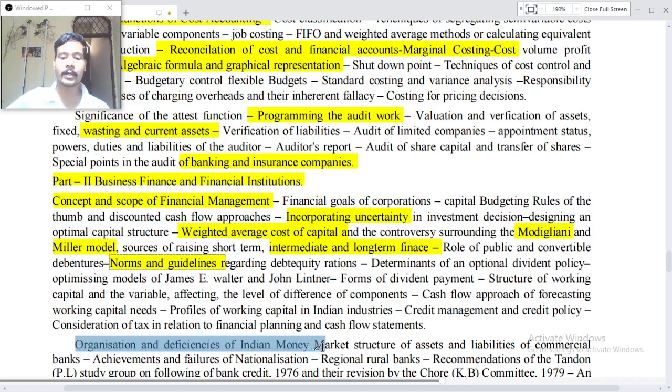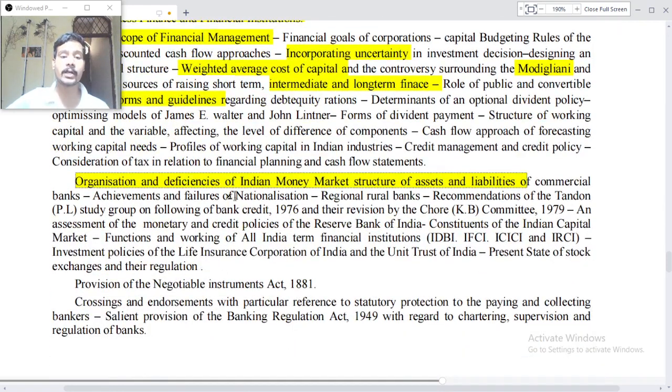Organization and deficiencies of the Indian money market, structure of assets and liabilities of commercial banks, achievements and failures of nationalization, regional rural banks, recommendations of the Tandon and Chore study groups on bank credit, 1976 and the revision of the Chakravarty Committee in 1979 and assessment of the monetary and credit policies of the Reserve Bank of India, constituents of the Indian capital market, functions and working of all India term financial institutions, IDBI and IFCI, ICICI and IRCI, investment policies of the Life Insurance Corporation of India and the Unit Trust of India, present state of stock exchanges and their regulation.